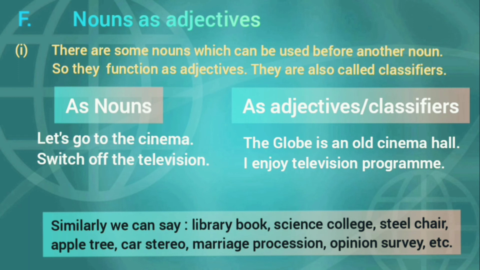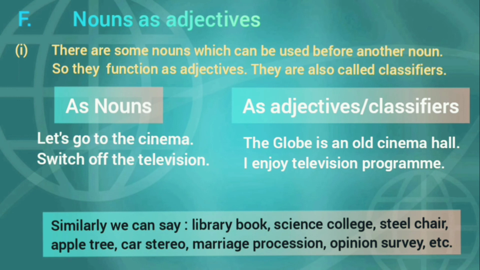The Globe is an old cinema hall. I enjoy television programs. The words cinema and television, which are used as nouns in the previous examples, are here used as adjectives because they classify or describe the nouns hall and program.